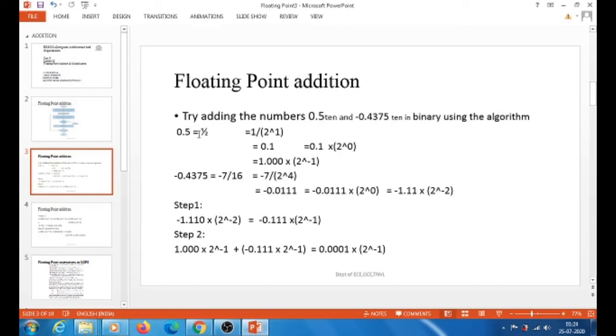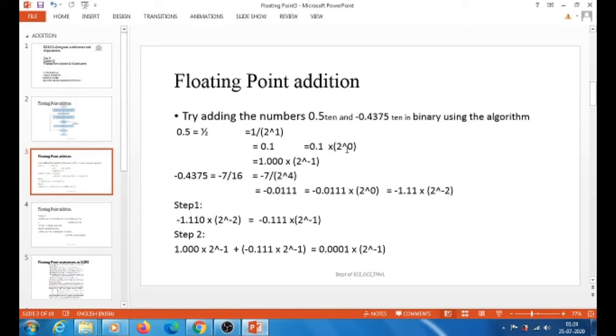The first step is that we need to convert this decimal into fractions. So 0.5 is converted to half, that is 1 by 2 in fraction. So this 2 should be written in terms of power. So 1 divided by 2 power 1. Why we need to write this in terms of power? Because we need to calculate how many digits lie to the right of the decimal point. So since this is 2 power 1, we need to represent one digit to the right of the decimal point. So this is 0.1, which is equal to 0.1 into 2 power 0.